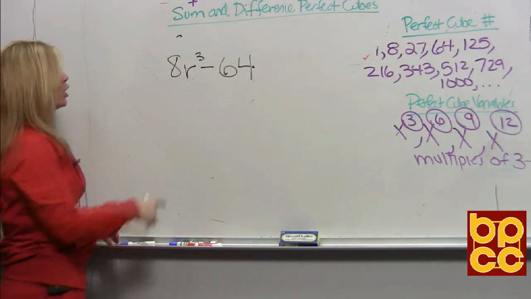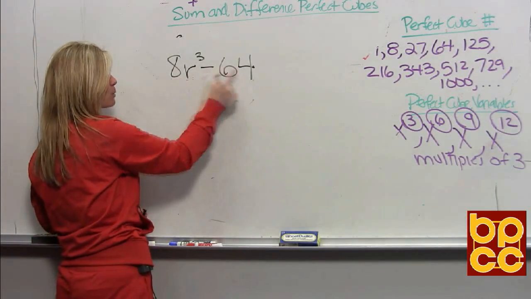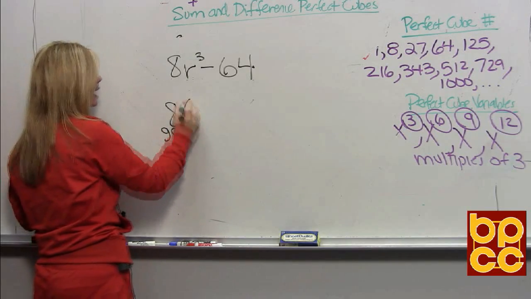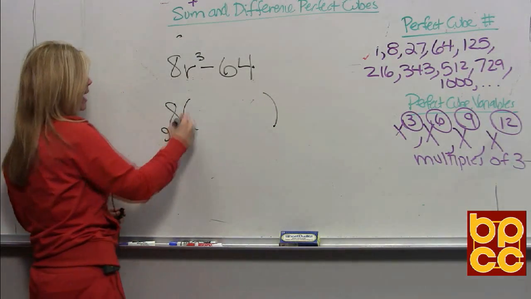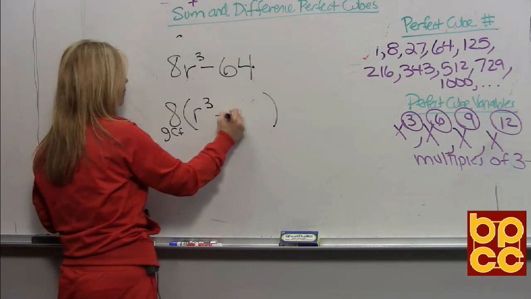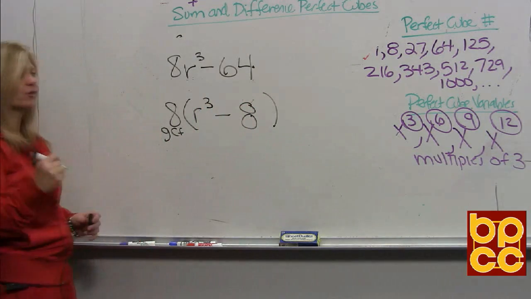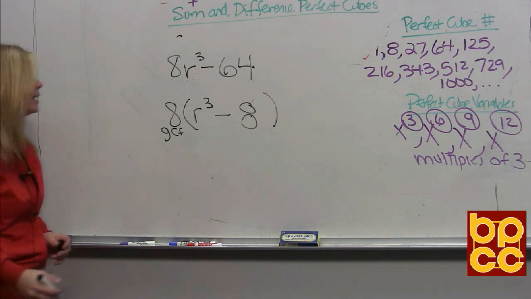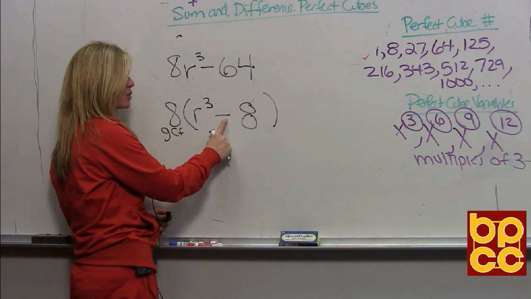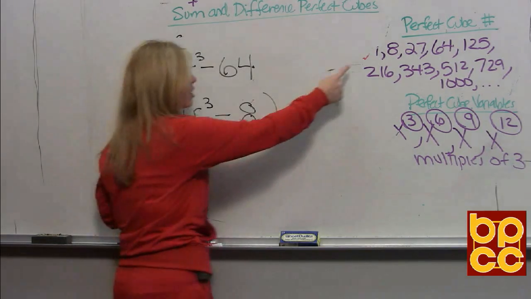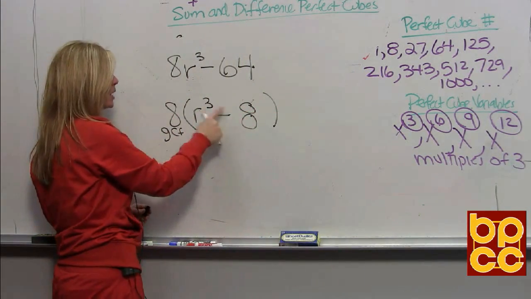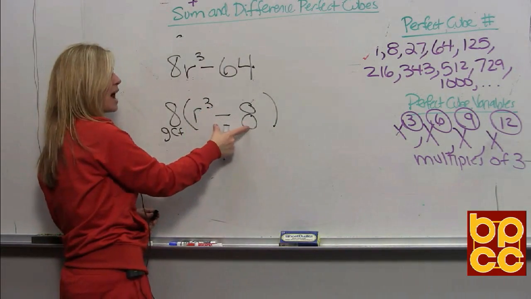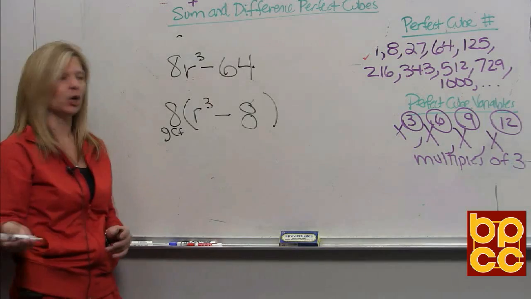GCF means the greatest. What's the greatest amount you can divide both terms by? You're right, it's 8. So we're going to take out our GCF of 8, and you're going to tell me what's left. And that's going to give me r cubed minus 8. So you have to do that first. If you do not take the GCF out first, you're going to be wrong. Now you look. That's a difference. Oh, 8's on the cube list. That's a perfect cube. Oh, the exponent's a multiple of 3. That's a perfect cube. So we're now going to do the rule, difference of perfect cubes.